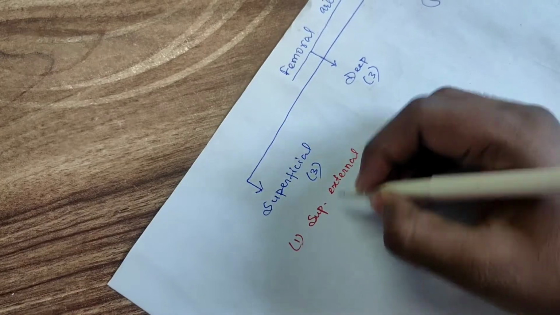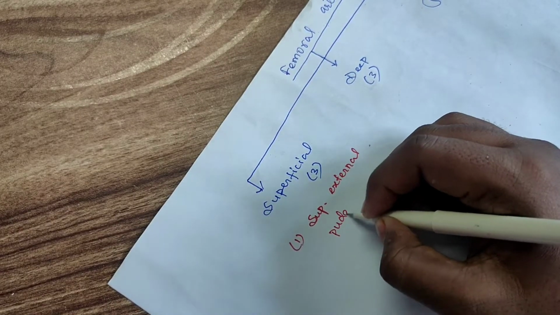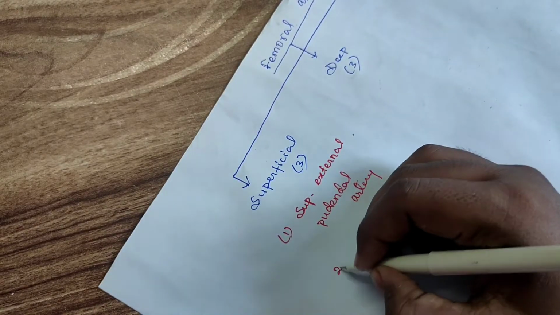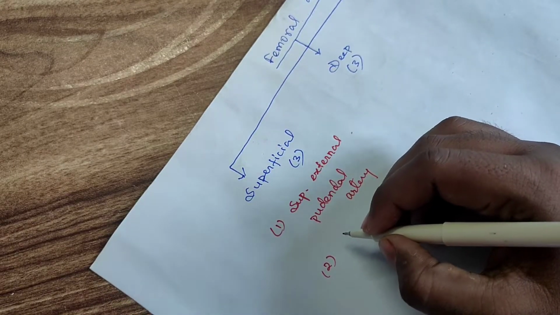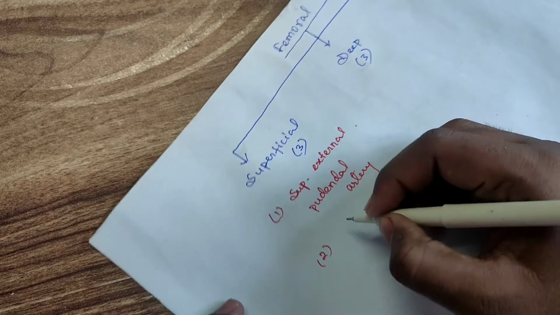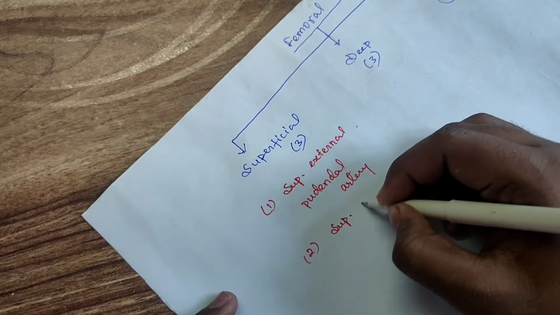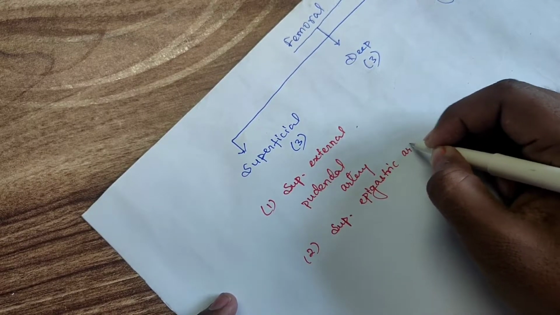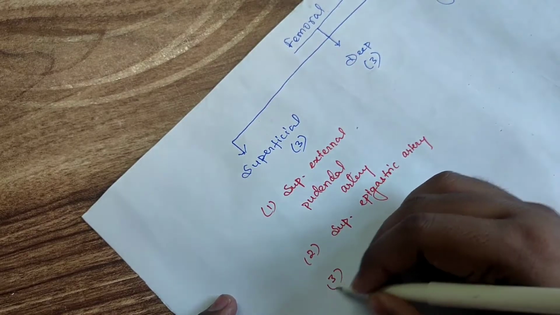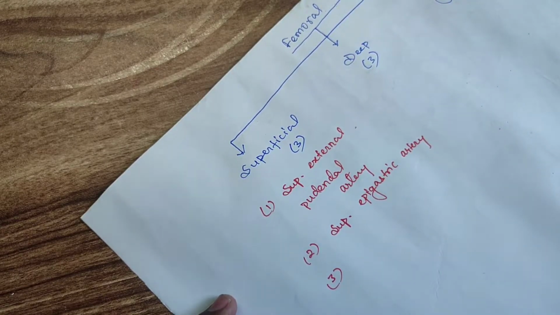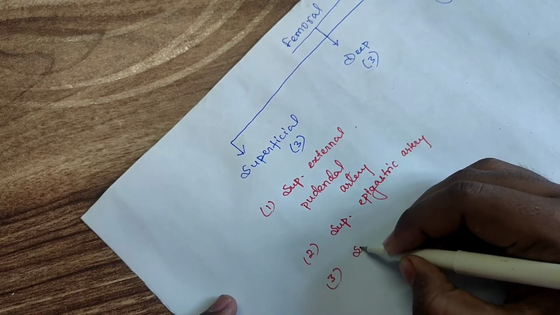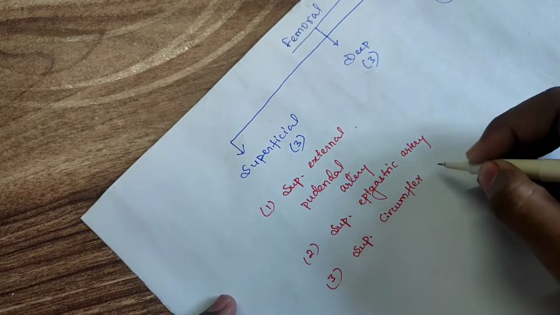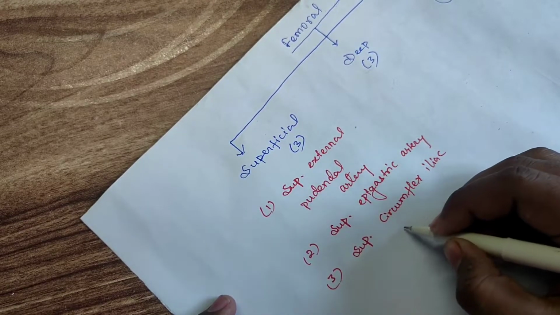external pudendal artery. Okay, the second one is superficial epigastric artery. So superficial epigastric artery. And the third one is superficial circumflex iliac artery. So superficial circumflex iliac artery.